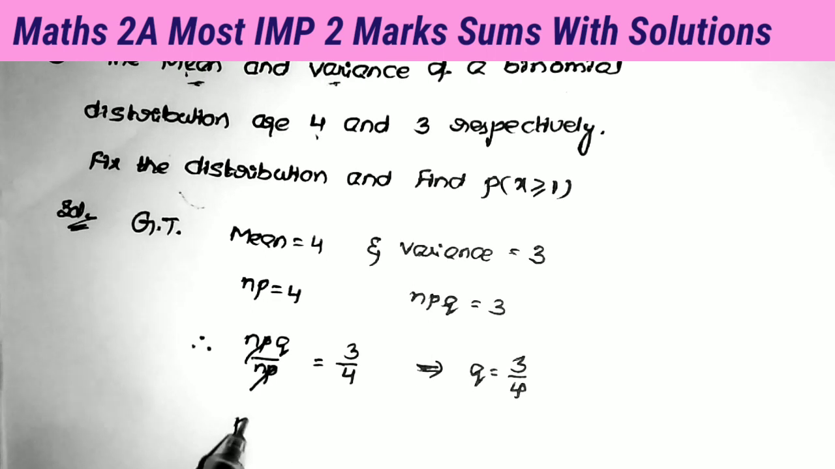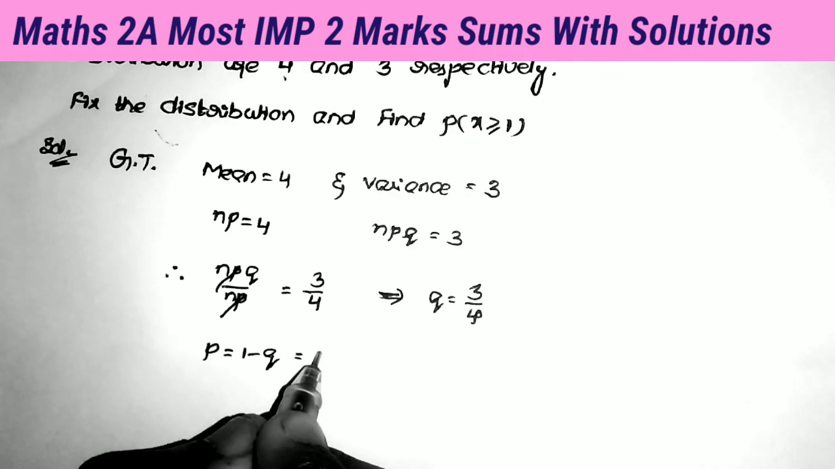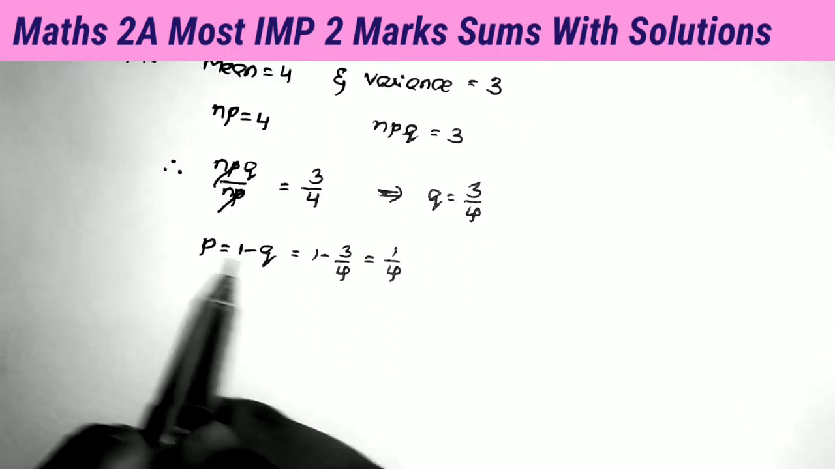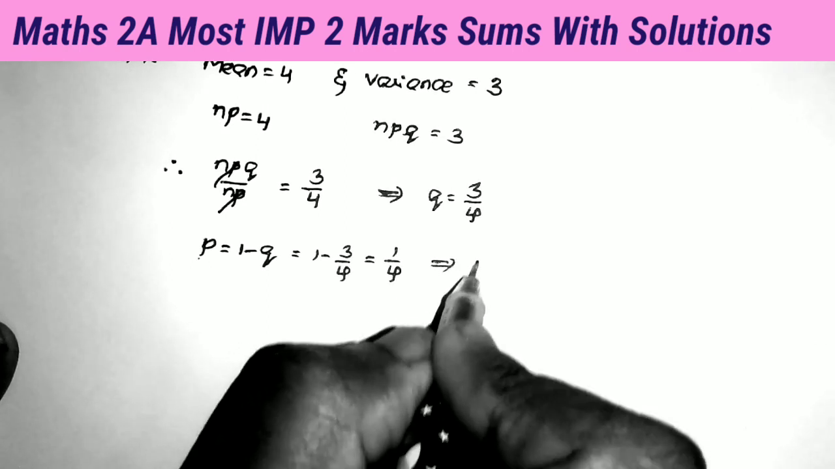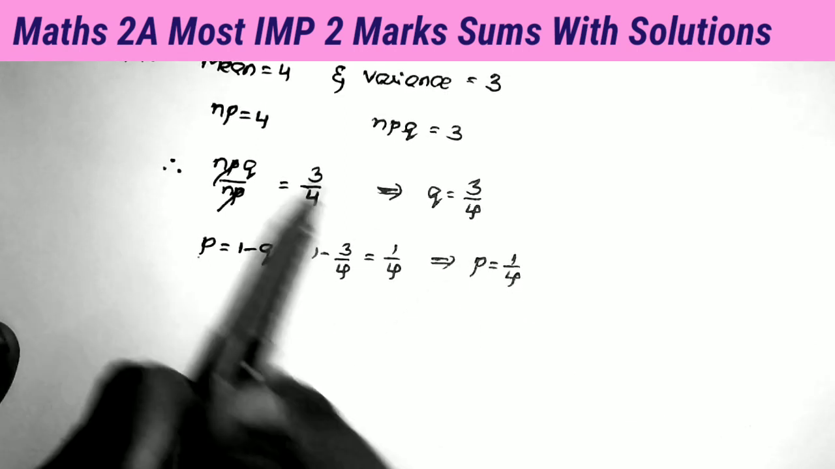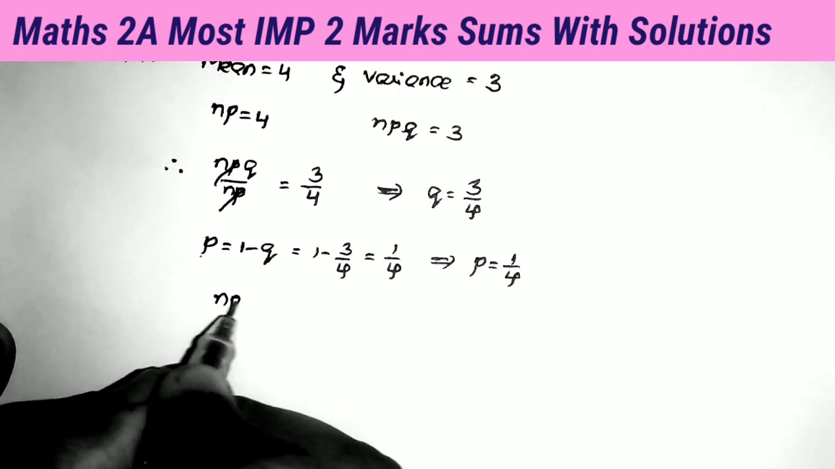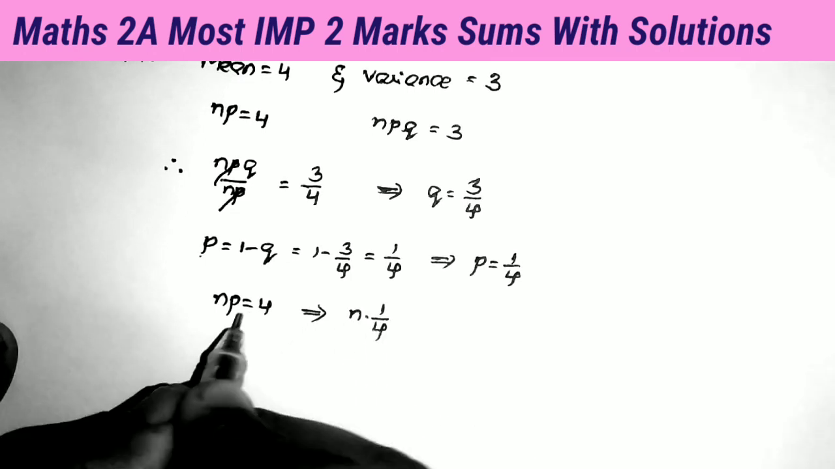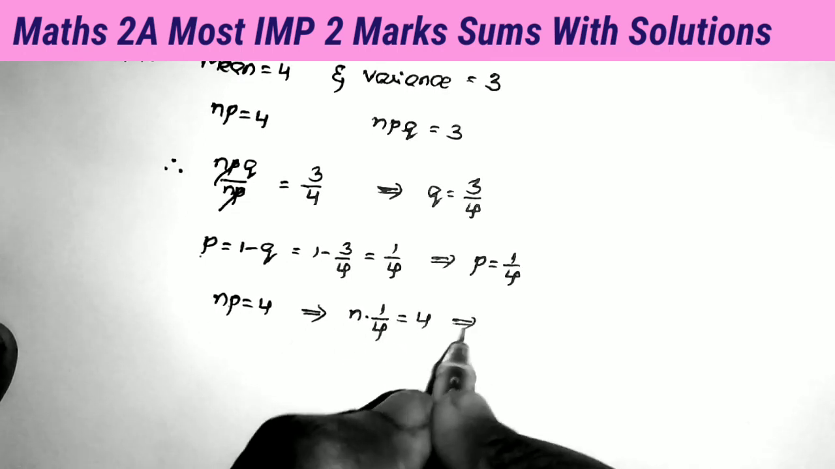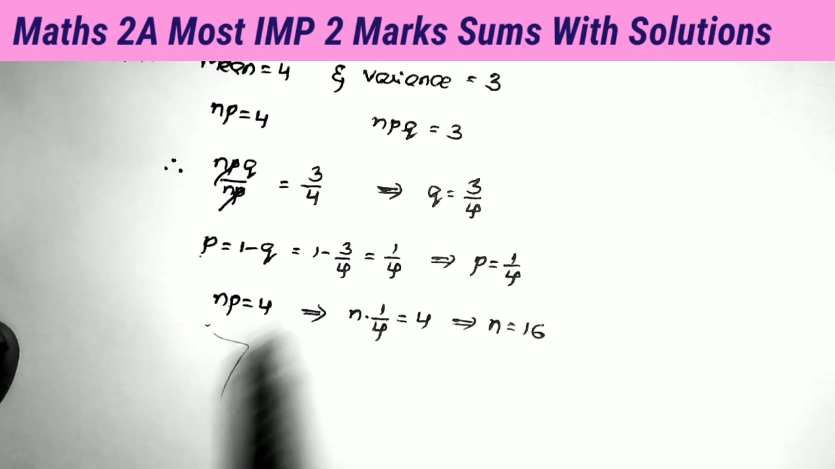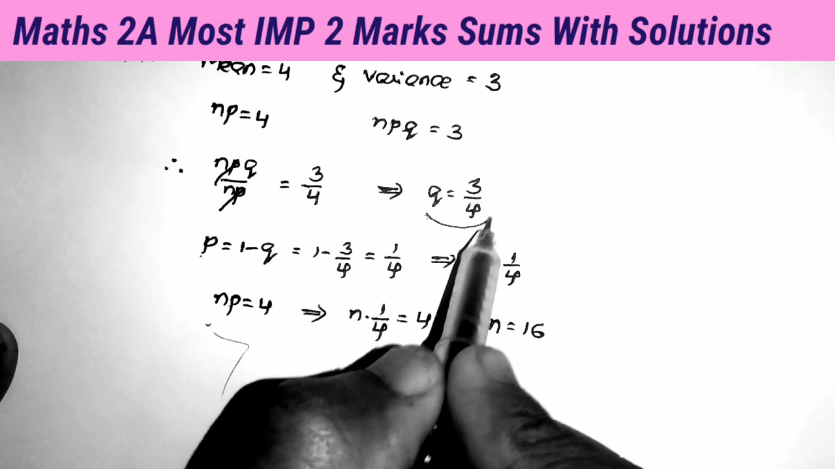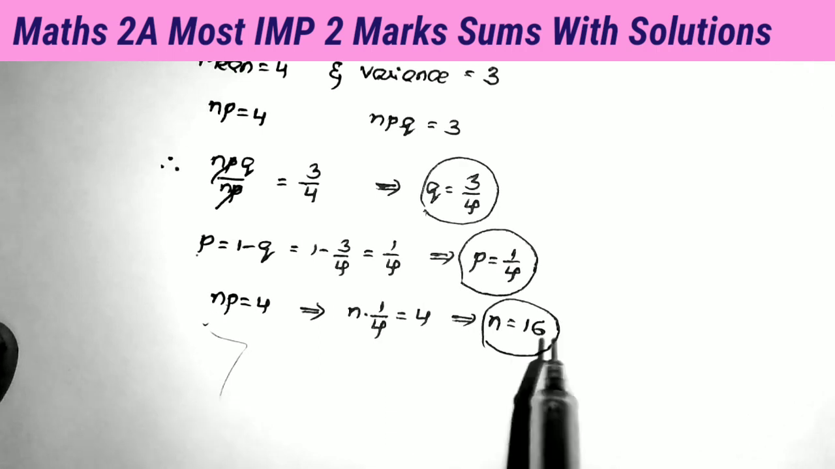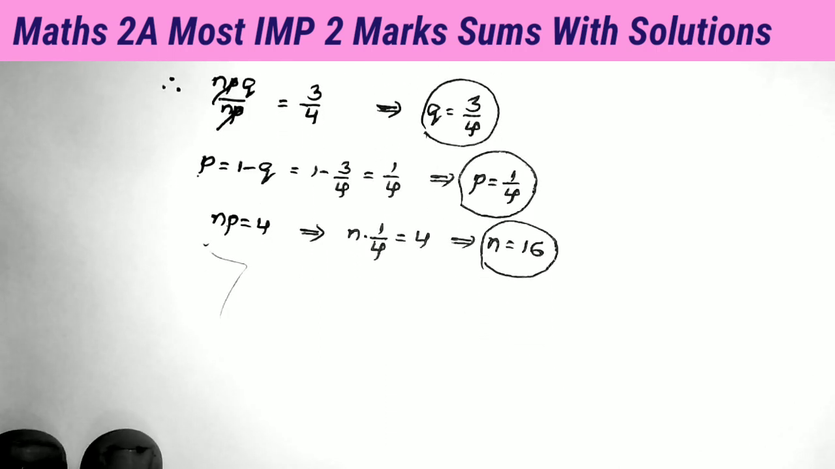Now, what is the P value? P is equal to 1 minus Q, that is 1 minus 3 by 4, that is equal to 1 by 4. Now replacing this P value in NP is equal to 4: N into 1 by 4 equals 4. Now taking the cross product, N is equal to 16. Therefore, the values are Q is equal to 3 by 4, P is equal to 1 by 4, N is equal to 16. So, to find the distribution, first we want these values.